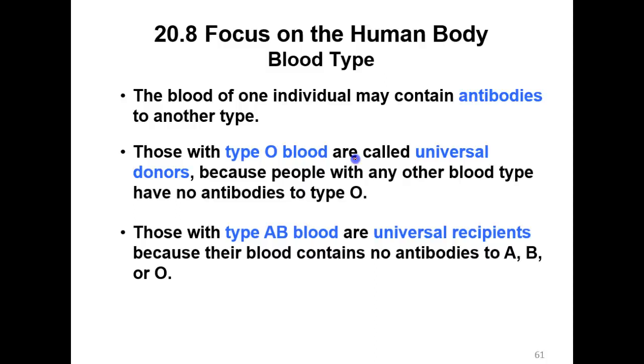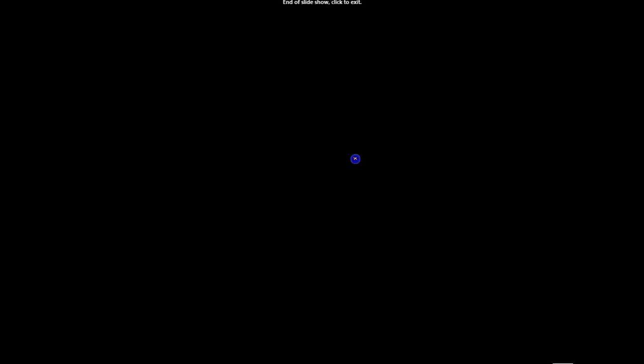Type AB blood, however, is what's called a universal recipient. That means if you have AB, you can receive any blood. You can receive A, you can receive B, and you can receive O, because the blood contains no antibodies to AB, since you have AB or O as well.